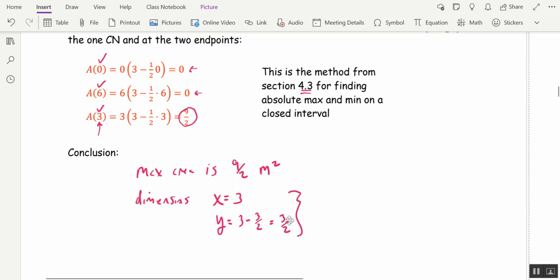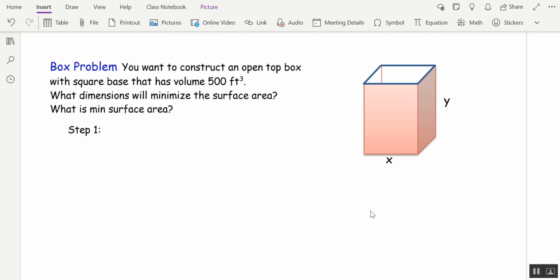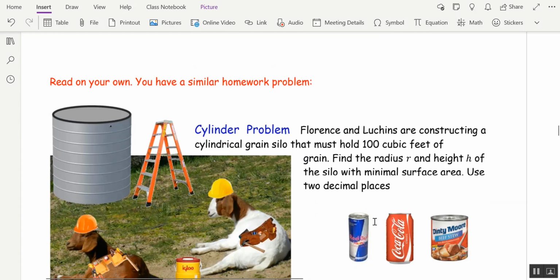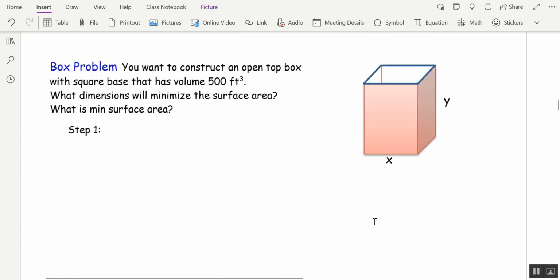Okay, and that's that one. So I'm just going to do one more with you, and then you have another one to read on your own that's very similar to a homework problem. Okay, so we want to construct an open top box with square base that has volume 500 feet cubed.